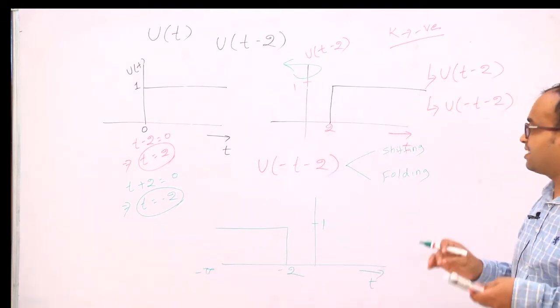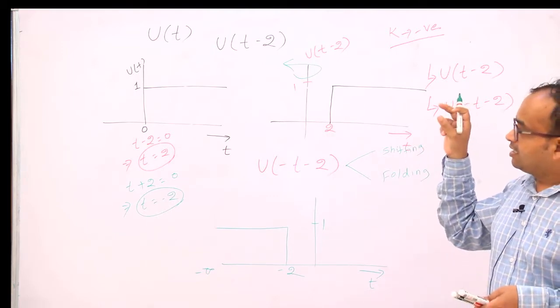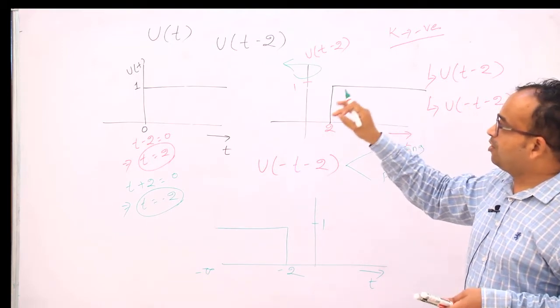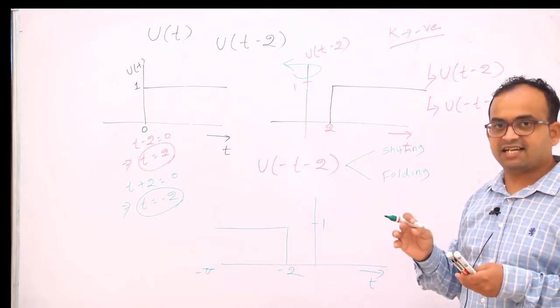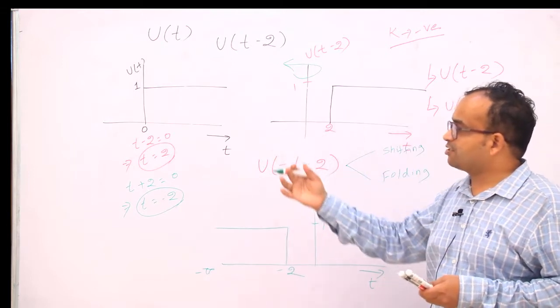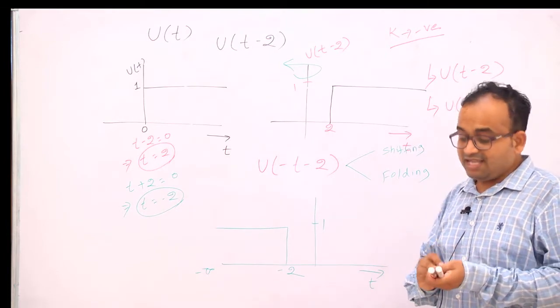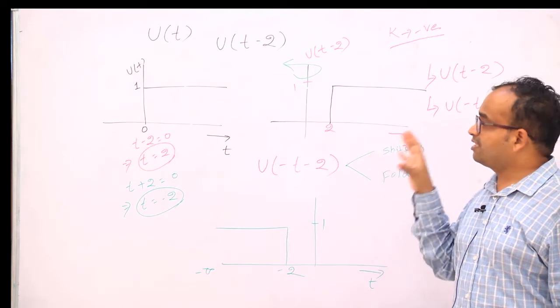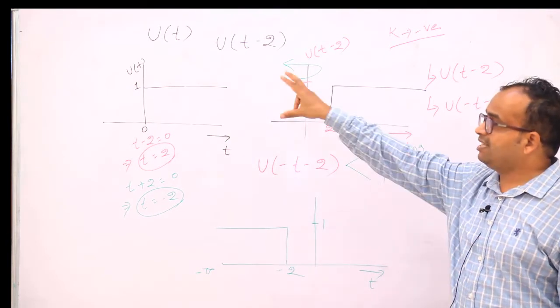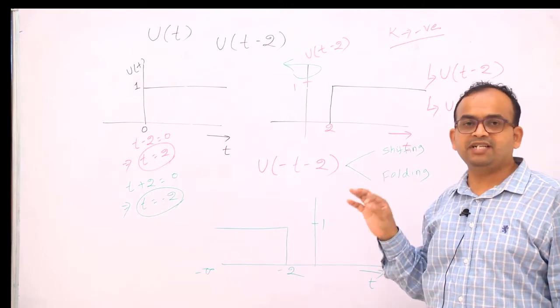So these are the basic operations we have to know about. Generally, u of t and r of t are the basic signals, right? With the basic operations we have to know, because by implementing these operations we can find the big functions. We take u of t, the step signal, which is known as the unit step signal.